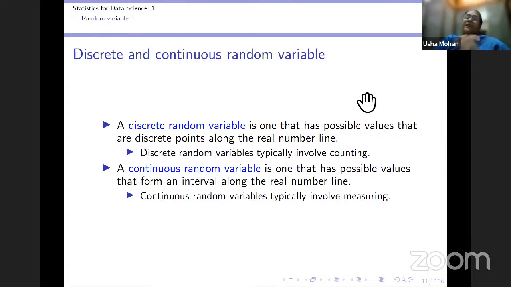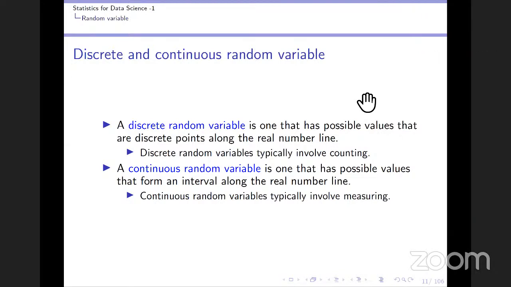So from an application point of view, when you're talking about height or weight, you don't count height or weight, you measure it. Rather, when you are counting the number of successes or number of failures or number of accidents, this involves counting. You model it as a discrete random variable. So far, so good?